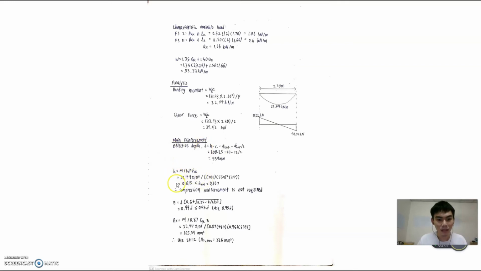So next is the main reinforcement. So since the K is lower than 0.167, the compression reinforcement is not required. And this is the reinforcement area required, which is 105.59. We use 2H12, which is the reinforcement area provided is equal to 226 mm squared.